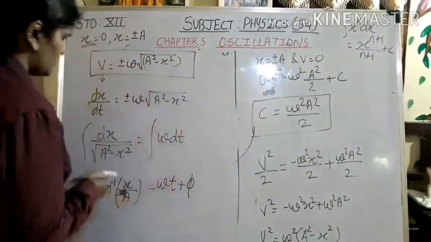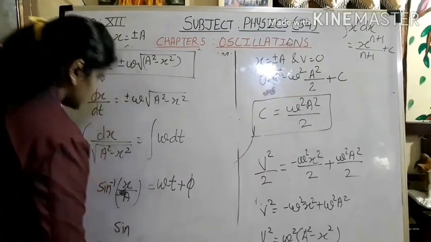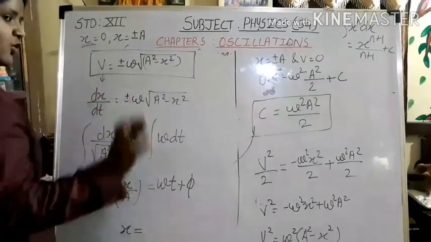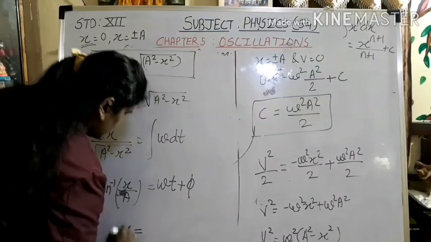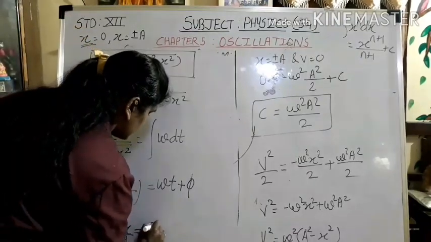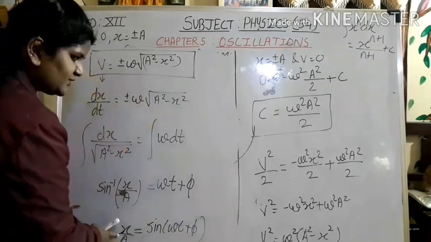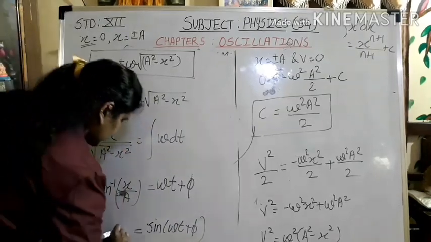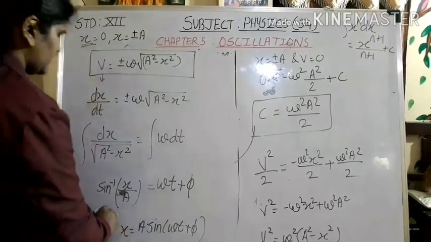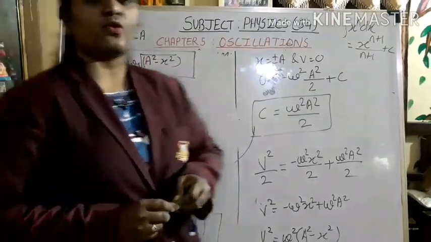Okay. So to solve this equation, I want the value for x, right? Displacement. So I will write it in this way: x by a will be, sine inverse is here, it will go to the other side, it becomes sine. So sine of omega t plus phi. So what will x be? X will be nothing but a sine omega t plus phi. So this is the value for displacement.